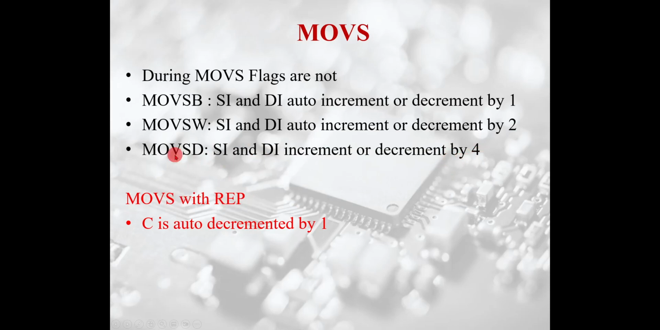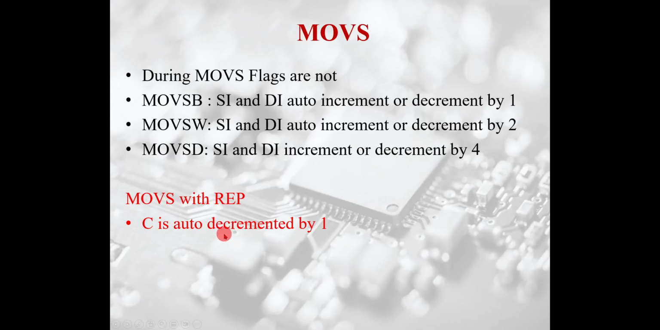Okay, and now when I write MOVS along with REP, then along with this auto increment and decrement, C is decremented by 1. C is never incremented, it is always decremented. So you have to give how many times you want to repeat the instruction. That is initially put in C.